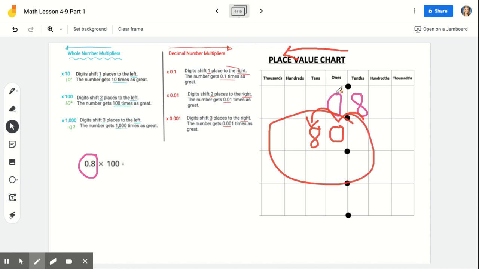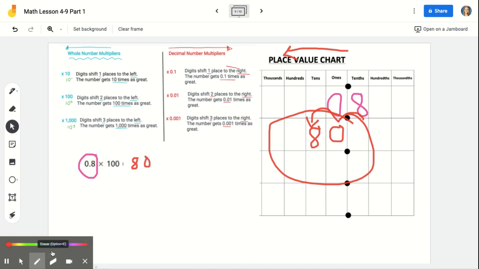Why didn't we shift this 0 in the ones? Well, if I were to, I would have a 0 here. And we know with whole numbers, we can eliminate those zeros until we reach a non-zero number. So 80 is written with 8 in the tens and a 0 in the ones. All right, so on your whiteboard, complete the equation. 8/10 times 100 is 80.